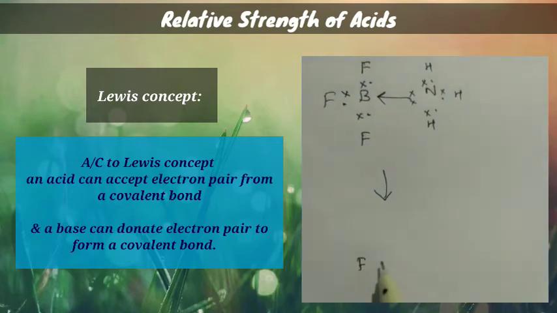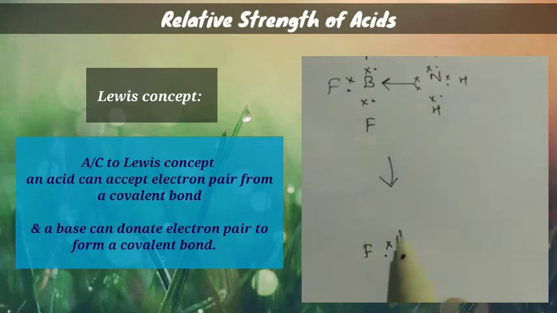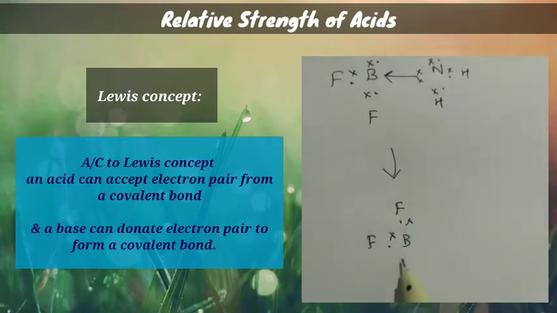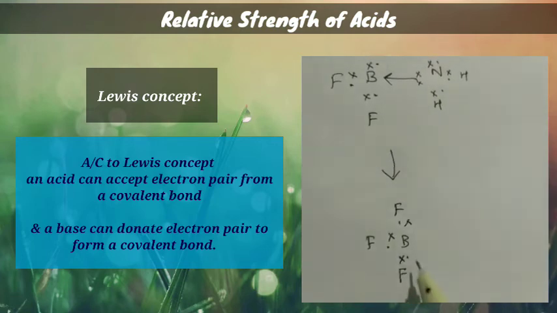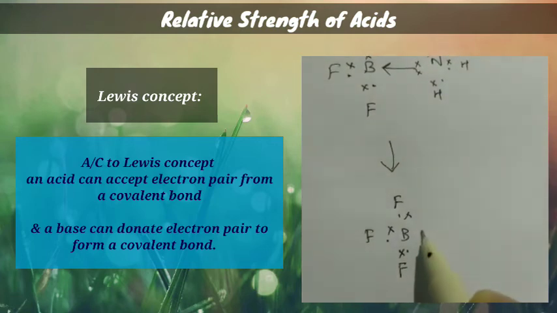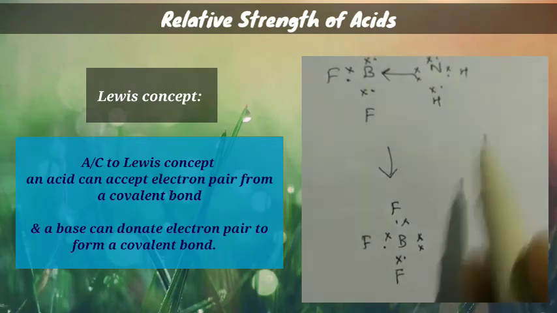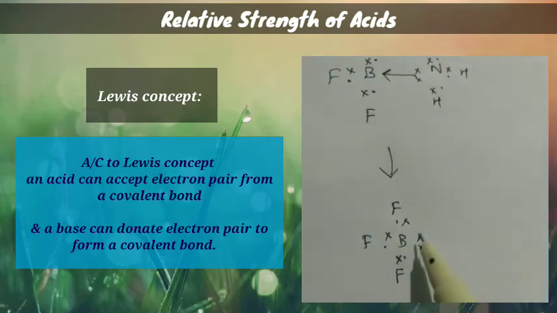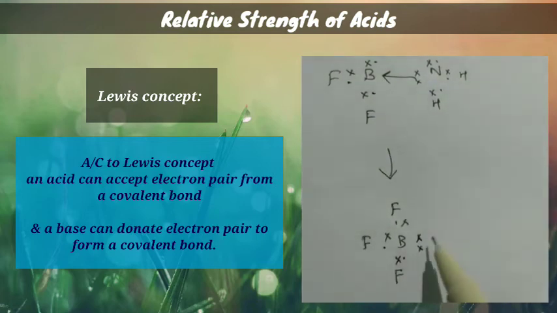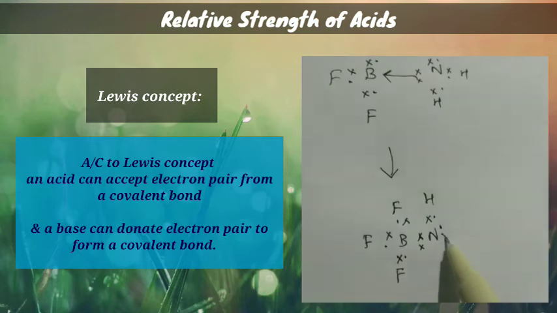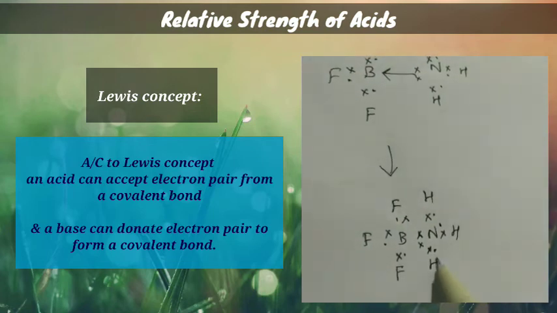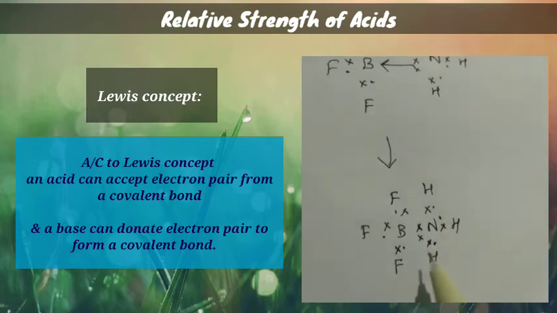So F, and B, this is the normal part, okay. This is F, and here they will share the electron, okay. So where will the 2 electrons come from? These 2 electrons will come from the nitrogen, okay, nitrogen, and this is your hydrogen, hydrogen, hydrogen, okay. Clear? So they will form the covalent bond.